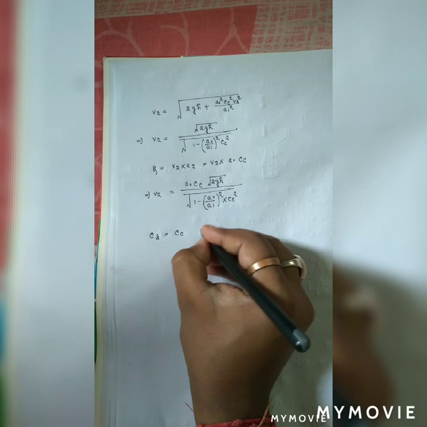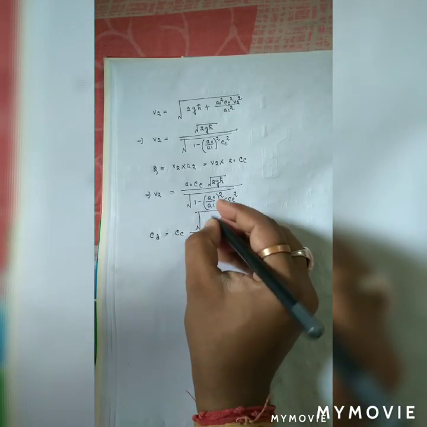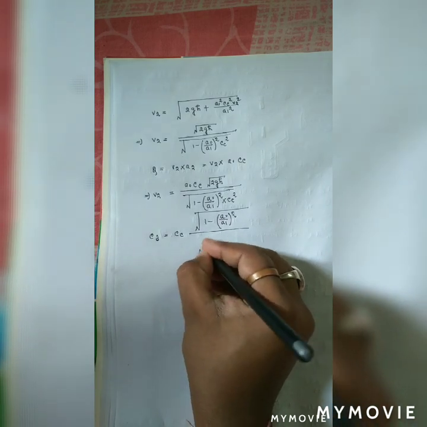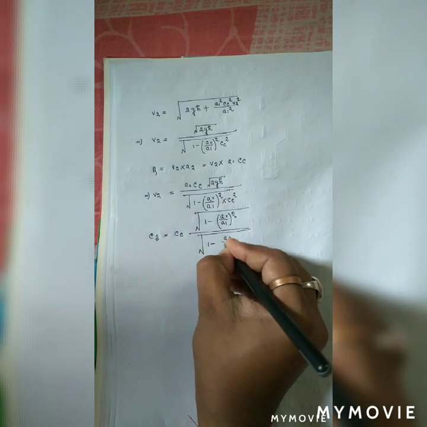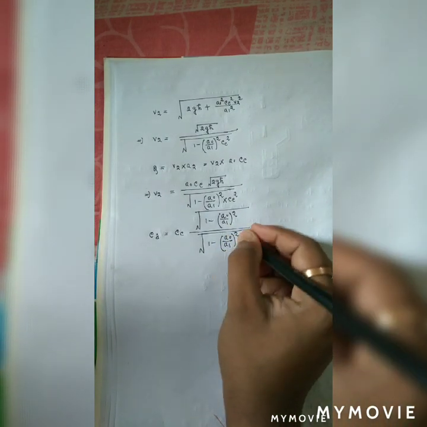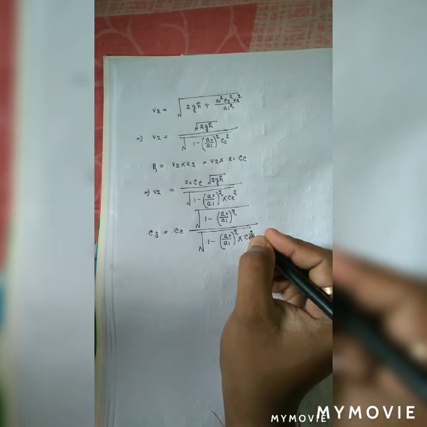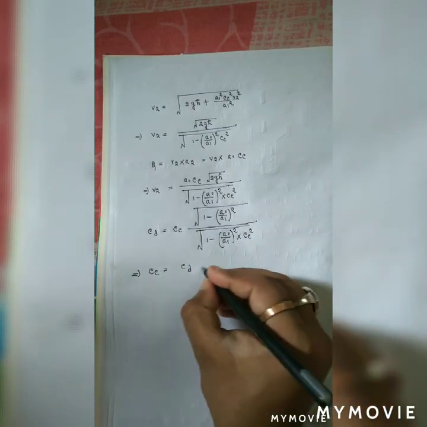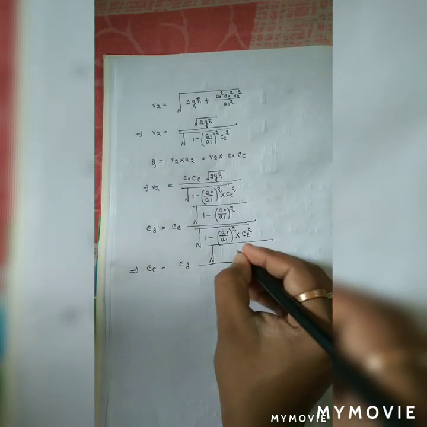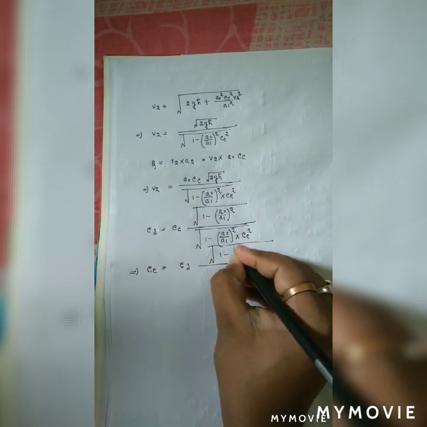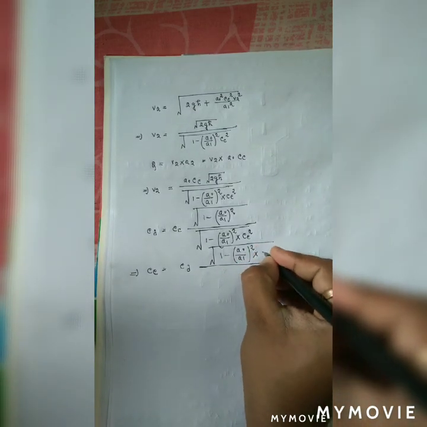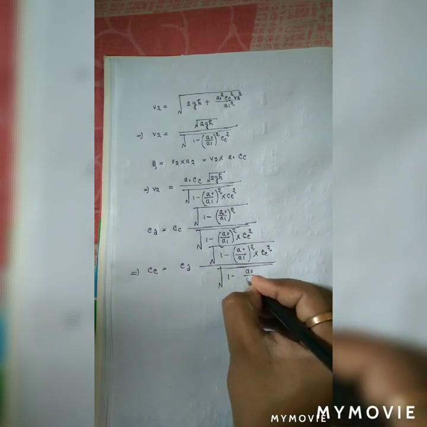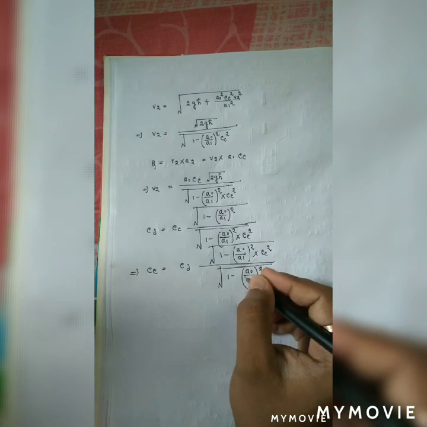After simplifying the above equation, Cd equals Cc into, in the upper portion under root, 1 minus A0 by A1 whole to the power square into Cc square, divided by, in the lower portion, root over 1 minus A0 by A1 whole to the power square. And Cc equals Cd into that ratio.